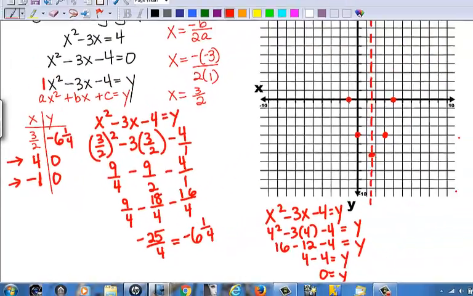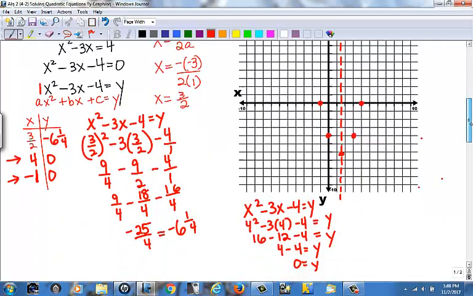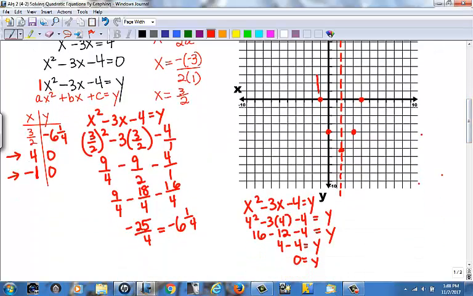If they say, on this one, they said solve by graphing. Okay, so we would have 2 real roots, and the 2 roots are where it crosses the x-axis. So this one is 4, 0, and this one is negative 1, 0. Okay? And that's where it crosses the x-axis, and the y value is 0. You're looking for the y value to be 0.